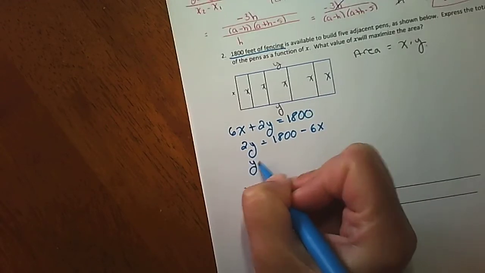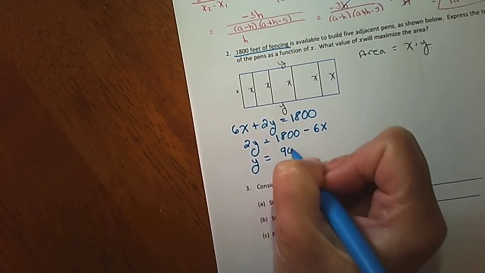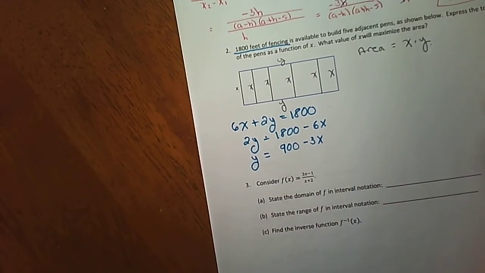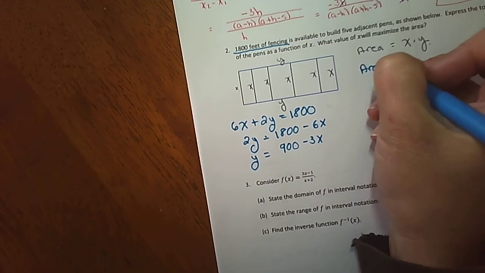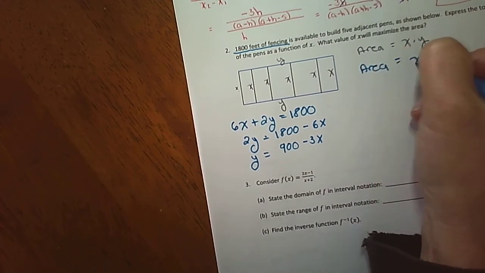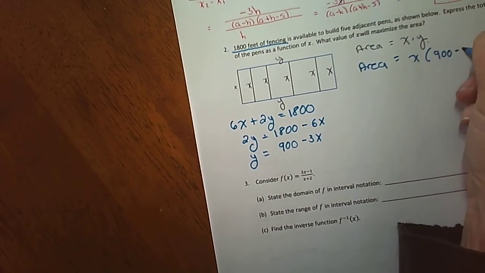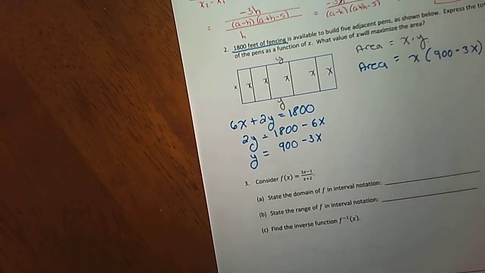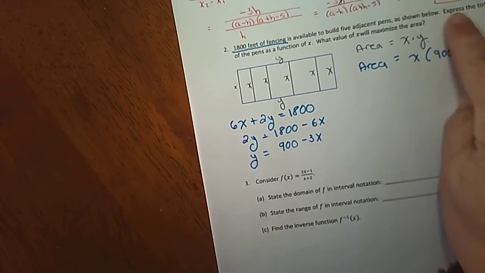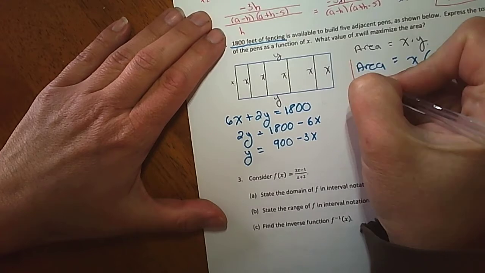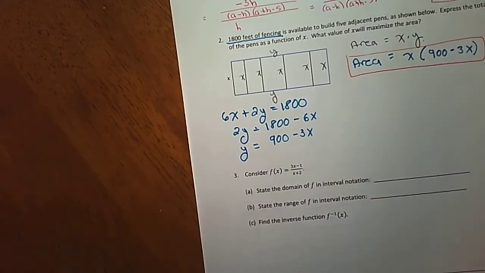Divide by 2. When I divide by 2, I get 900 minus 3x is y. So now my area formula can become x, and where y is, I'm going to plug in 900 minus 3x. All right, so now that answers the first part of the question. Express the total area. So I'm going to put a box around that. That takes care of the first part.